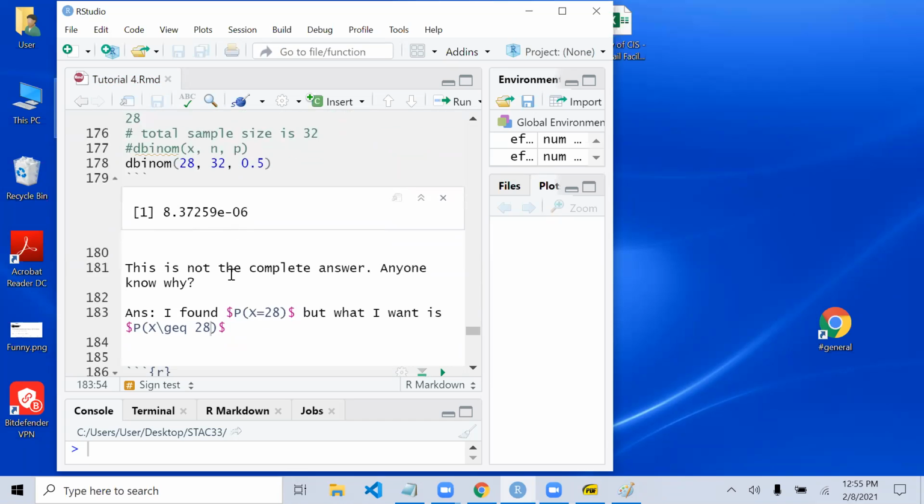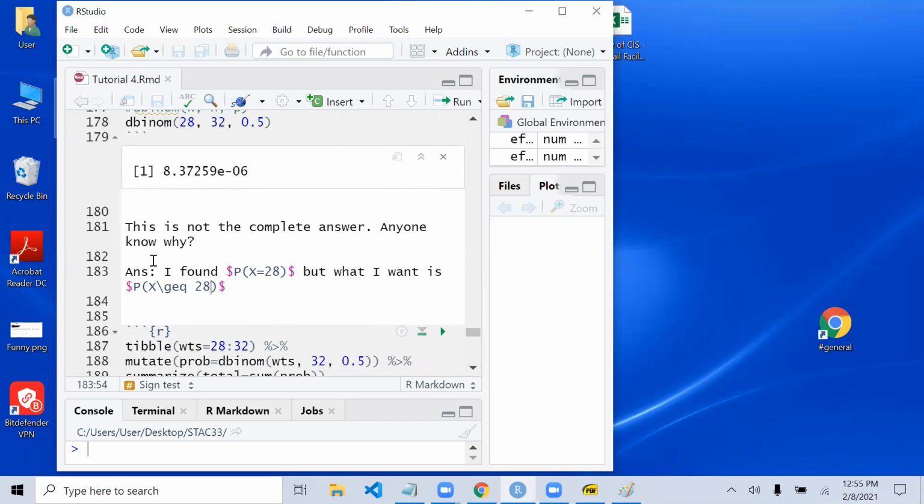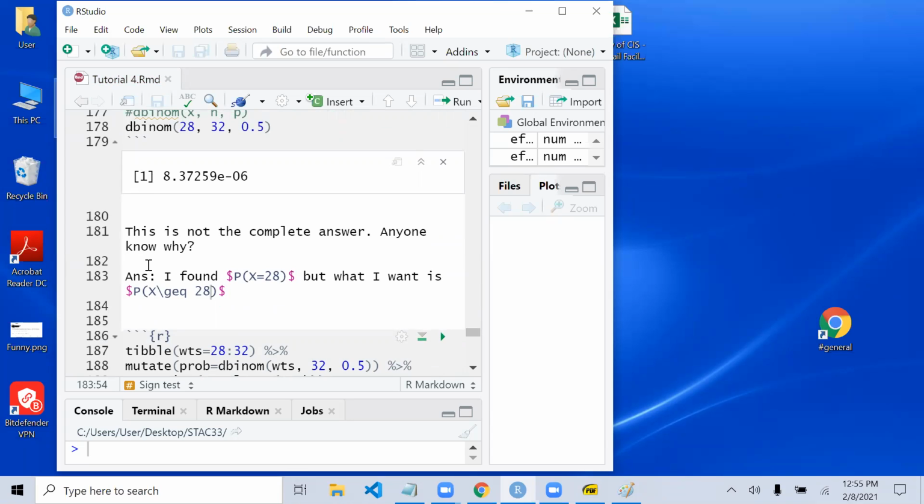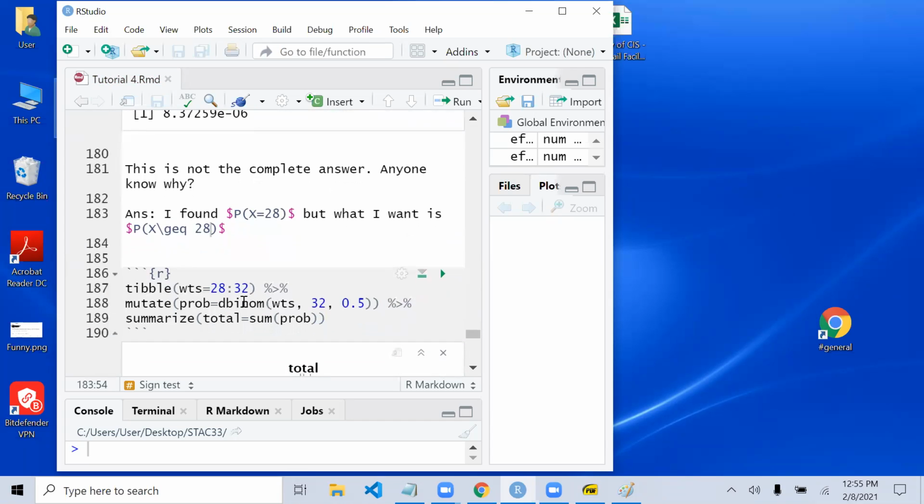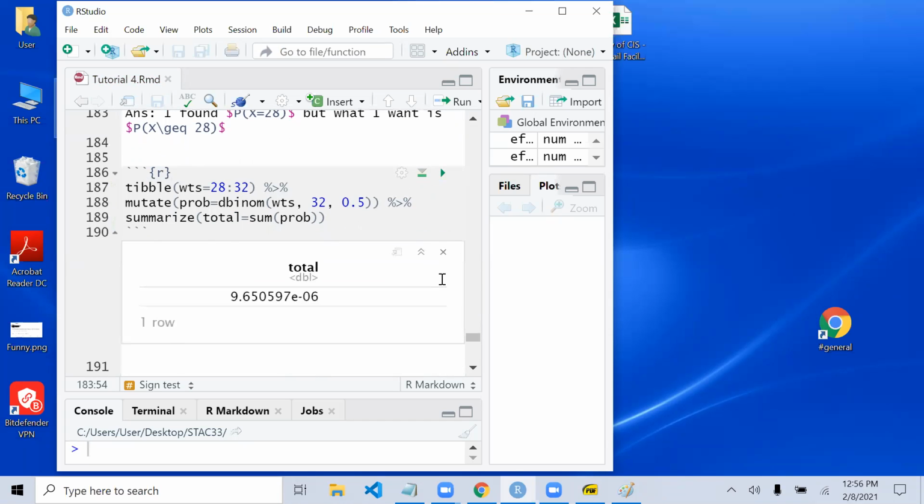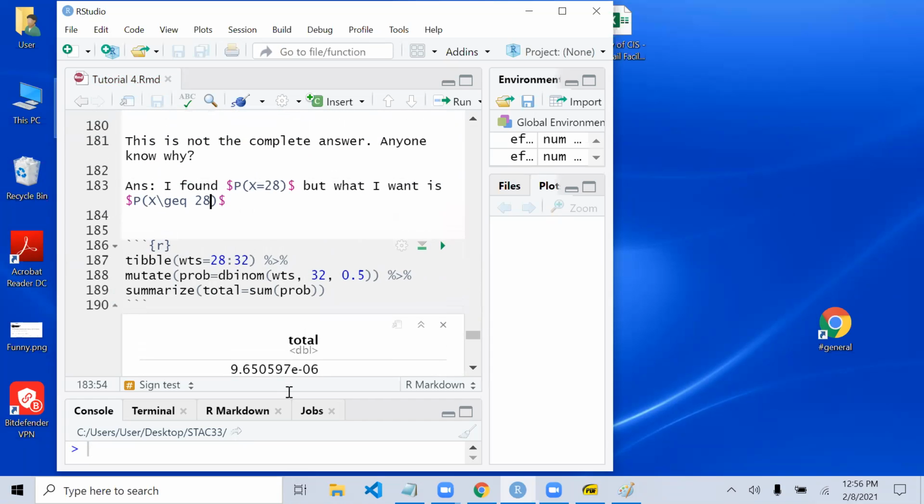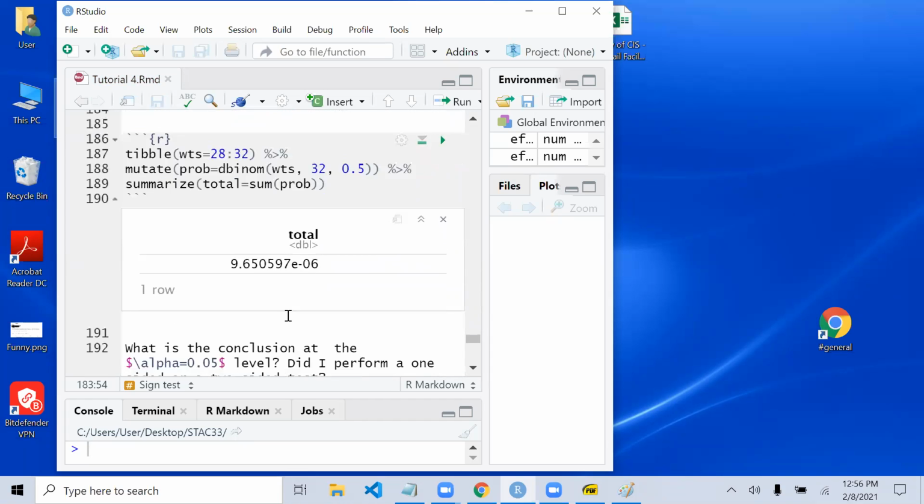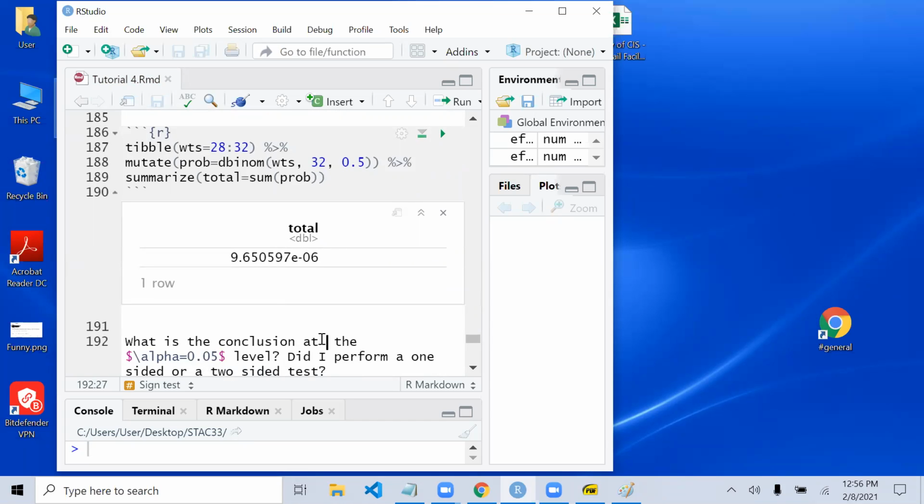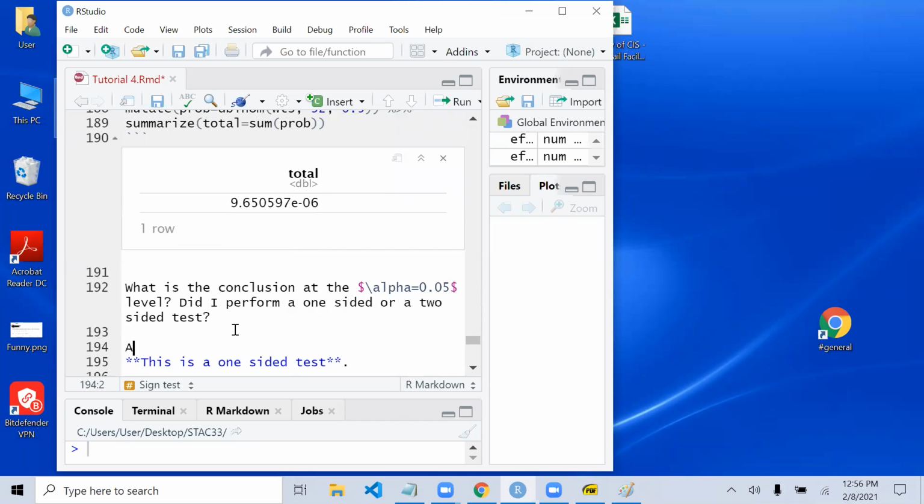So we're not looking for this. We're looking for this actually. So I'm not done yet. What I'm actually looking for is a table of all the observations of 28, 29, 30, 31, 32, because those are all as extreme as 28 or more extreme. I'm going to count up their probabilities. So when I add it up, I get something that's slightly bigger, which is this. Now, this is actually a one-sided test. So let's make a note here. Answer.